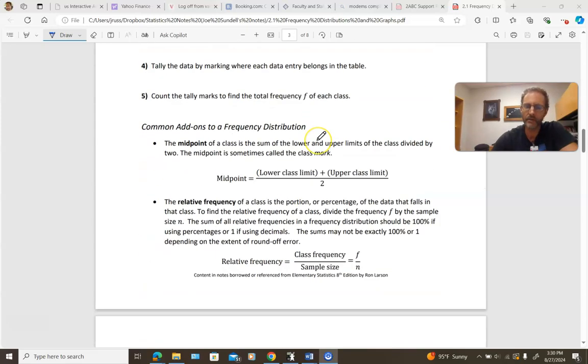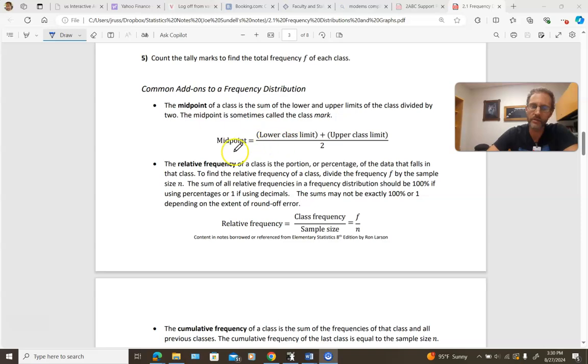All right, but there are other things we add on to a frequency distribution. We have other columns, okay, not just the frequency. So one of them is called the midpoint. The midpoint of the class, to find that, you just take the upper and lower class limits, you add them together, divide by 2, and that's the midpoint of that class.